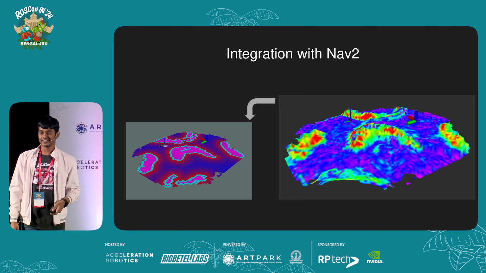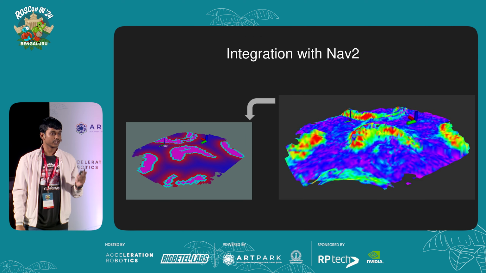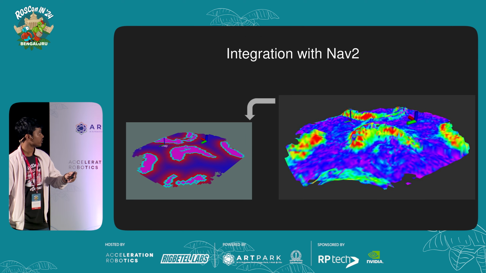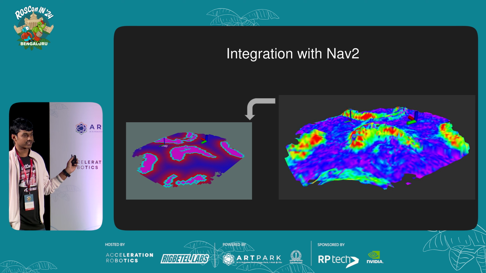Now, the good part is you can directly run this with nav2. You have your global traversability map, you project that onto an occupancy grid, and it will run just fine on nav2. So now your robot doesn't have to worry about small rocks and pebbles, and it won't have a bumpy ride if you have your roughness hazard in place.